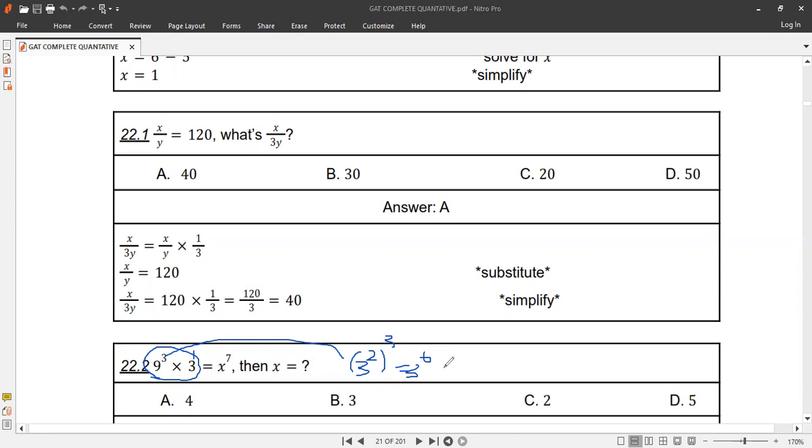So 3 power 6 multiply 3 power 1. Multiplying powers is adding them, equals 3 power 7. So 3 power 7 equals x power 7. So here we are dealing with exponents. The exponents are the same, so the bases are the same. So x equals 3.